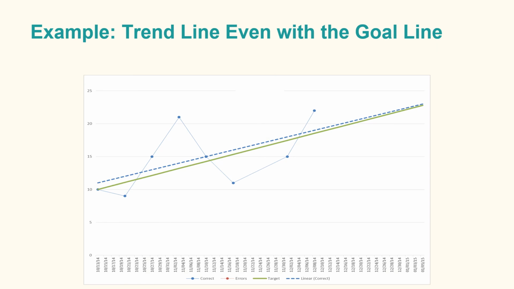In this example, the dotted trend line matches the green goal line. What decision would you make? Pause and discuss.